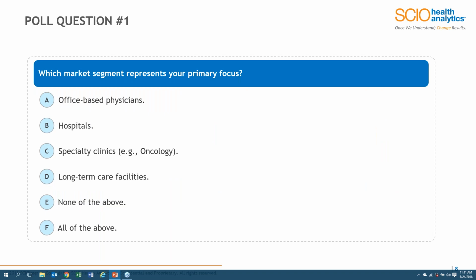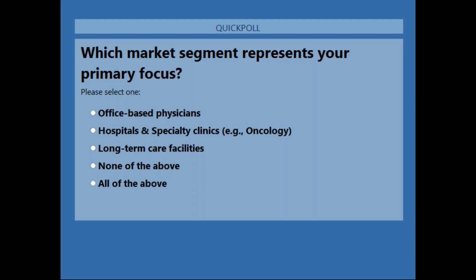Thanks, John. We certainly welcome the audience to participate in these polling questions. Polling question number 1 reads as follows. Which market segment represents your primary focus? A, office-based physicians, B, hospitals, C, specialty clinics, for example, oncology, D, long-term care facilities, E, none of the above, or F, all of the above. Please cast your vote.